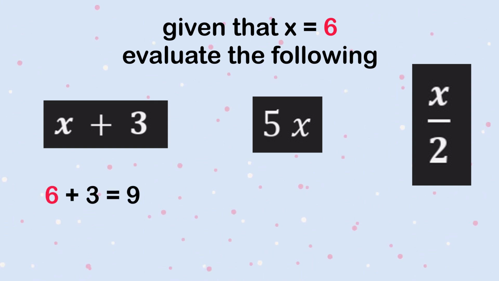So for the first, it is 6 plus 3, which is equal to 9. And for the second, it is 5 times 6, which is 30. And the last is 6 divided by 2, and that is 3.